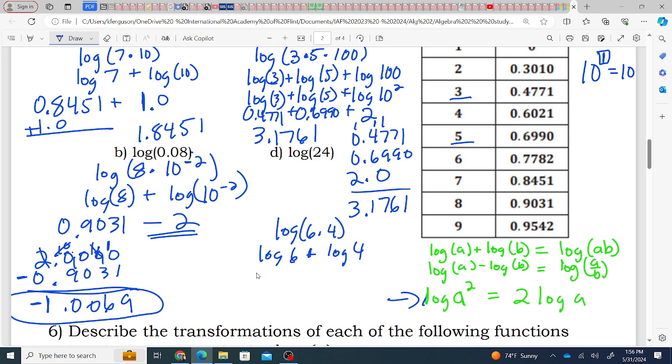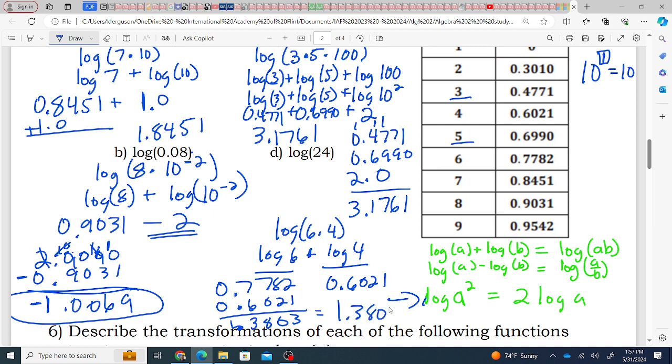And so now I just take the log of this and the log of this and add them. So the log of 6 is 0.7782. And the log of 4 is 0.6021. And then I just add those two numbers together. Make sure the decimal points line up. 3831. So that answer is 1.3803.